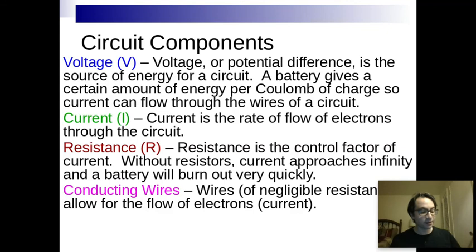So I've got all the components we need right here. I showed you the battery. This is our voltage source. I've got a wire. And I don't have a resistor, but I do have a bulb. This is a bulb I unscrewed from a flashlight.